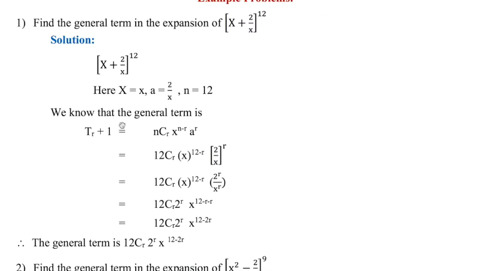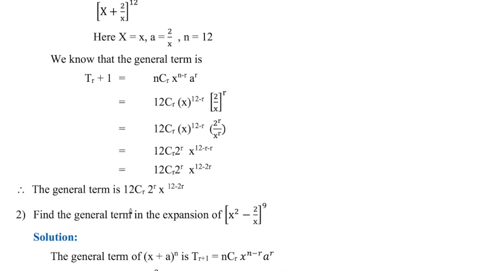Find the general term in the expansion of (x plus 2 by x) whole power 12. So let's take this as x, this is a as 2 by x, n as 12. The general term is nCr x power n minus r a power r. So 12Cr x power 12 minus r, 2 by x whole power r. So 12Cr 2 power r, x power 12 minus r, x power minus r, giving x power 12 minus 2r. So the general term is 12Cr 2 power r x power 12 minus 2r.